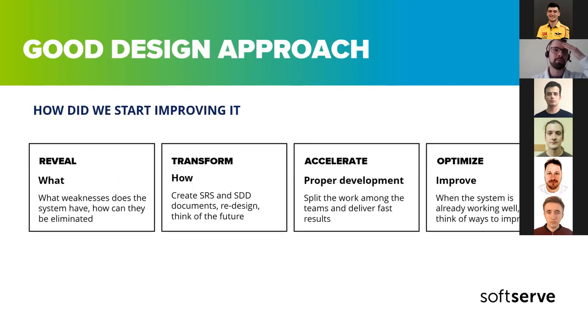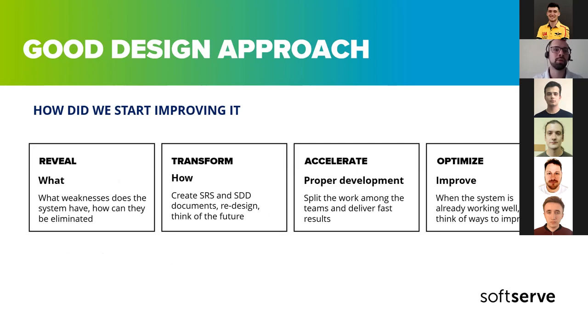Okay, so how did we start improving it? The project that the team got was designed in a very poor way, so the team had to do something with it. So what was the approach? What was the approach for a good design?